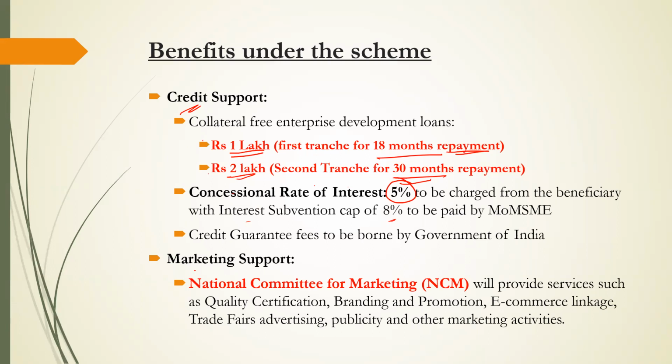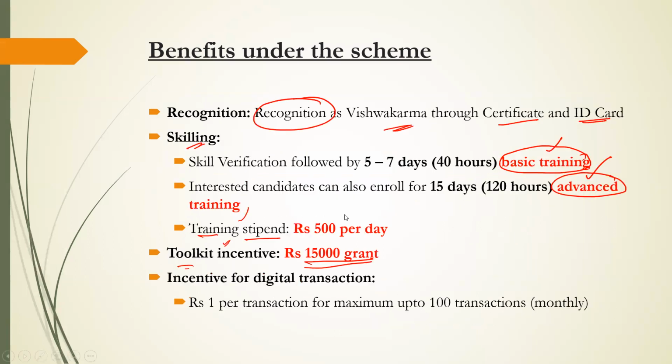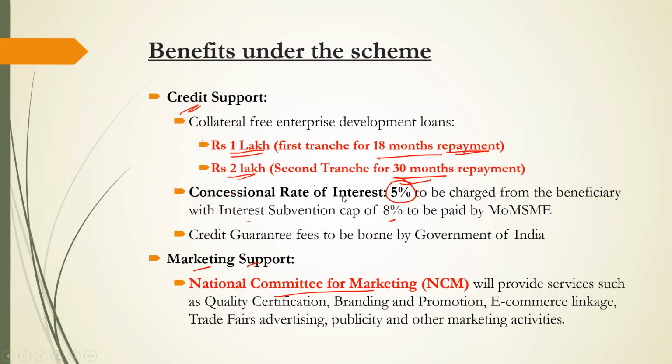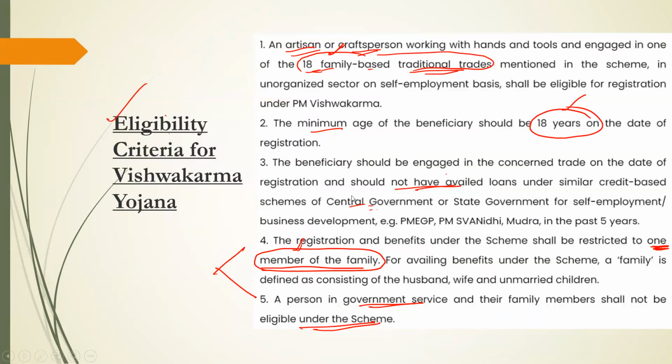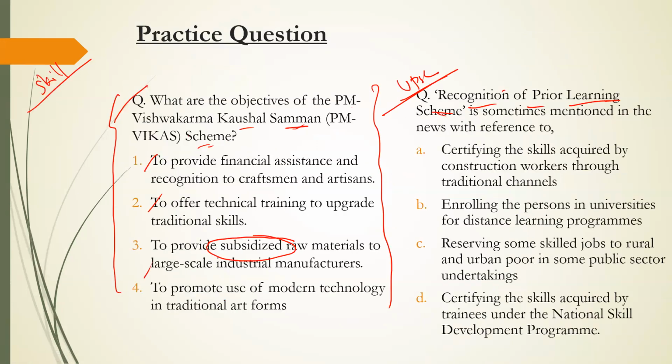Similarly, marketing support is also provided under the scheme, that is the National Committee for Marketing. Who will be part of this? We currently don't know. The government has not highlighted that aspect. Apart from this, the benefit aspects we already know. So tell me which statements are correct here. Actually, you already know. It is 1, 2, and 4.